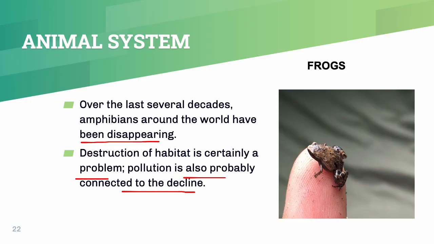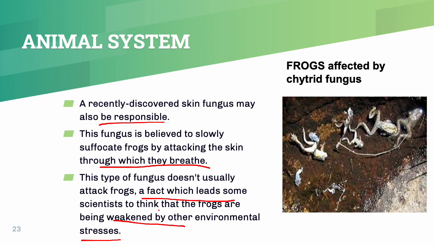Over the last several decades, amphibians around the world have been disappearing. So destruction of habitat is certainly a problem, di ba? Destruction of the biomes, destruction of the environment, destruction of the biosphere are problems. These problems are caused by human activities. So pollution is also probably connected to the decline of the numbers of frogs. So, of course, kapag nag-decline na yung numbers of frogs, that is an indication that our world became unlivable. Okay? So, a recently discovered skin fungus may also be responsible for, of course, decreasing the number of frogs.